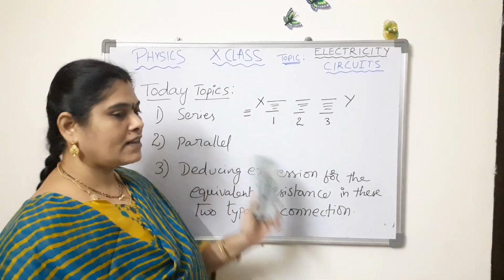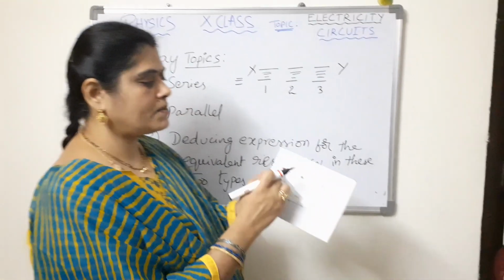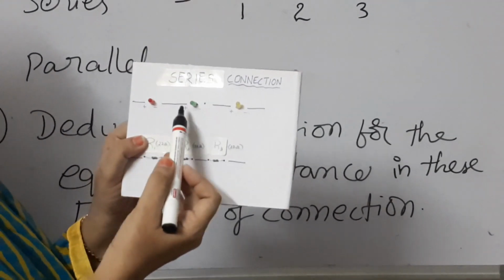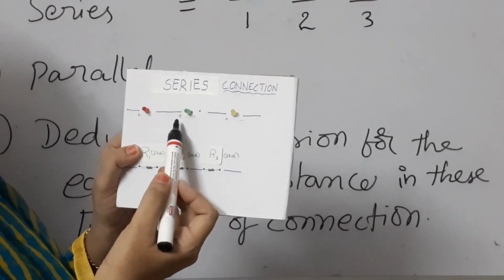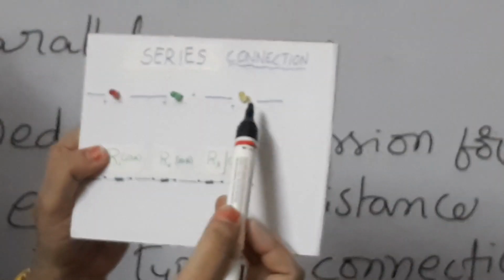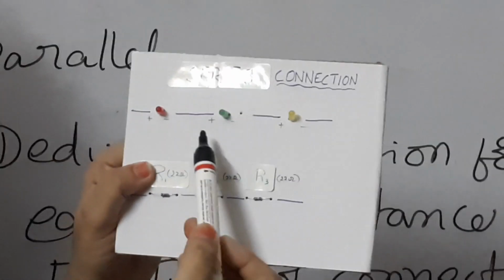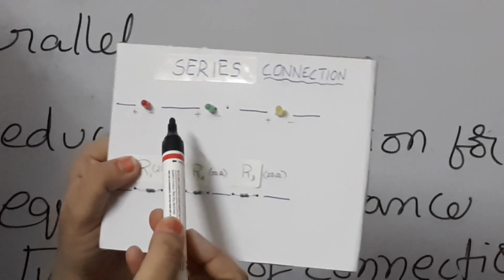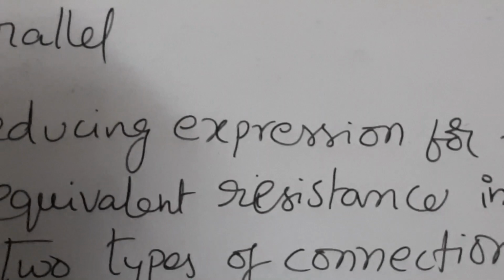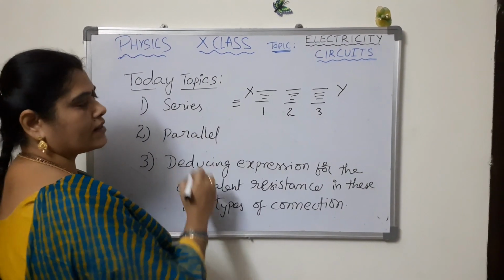In this manner, in a series connection, if you observe, the bulbs are connected like this. That means one end of one bulb is connected to the other end of the second bulb. Next, minus is connected to plus, again plus, minus, minus to plus. If the connection in the bulbs is like this, then it is called a series connection. And the next one, the second, is called parallel connection.